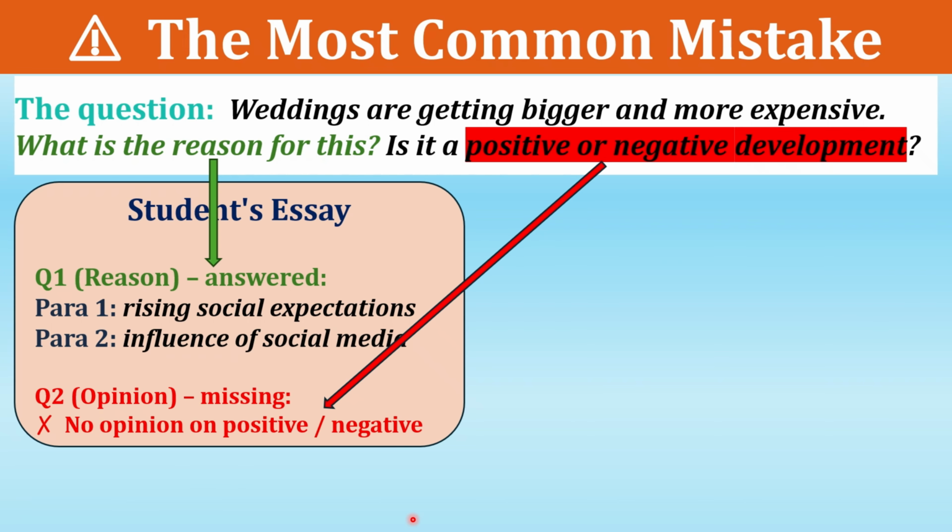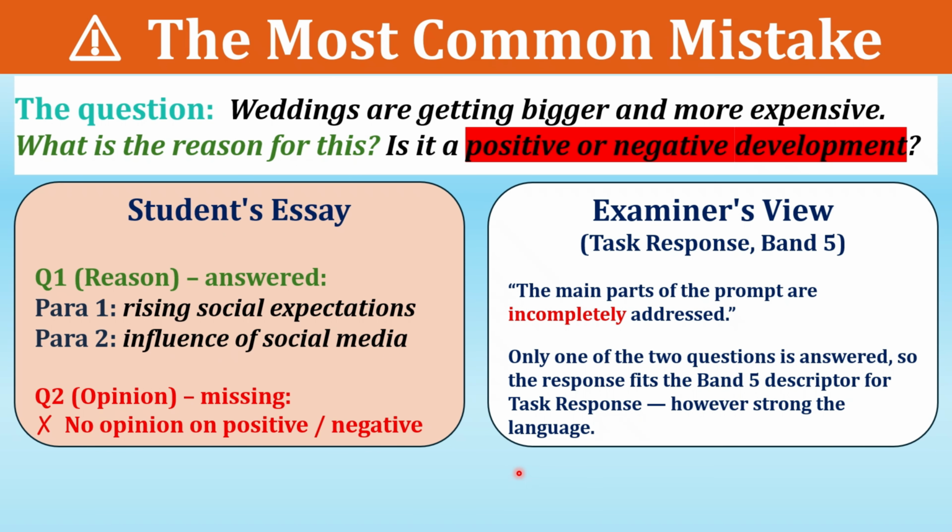Now let's look at how an examiner sees this. One of the key requirements of the task response criterion is that you address all parts of the task. Because only one of the 2 questions has been answered, the main parts of the prompt are incompletely addressed. So the response fits the Band 5 descriptor for task response. That limits the overall writing score, no matter how good the grammar, vocabulary, or organization may be. This isn't a trap, it's a requirement. And now that you know this, you'll be better prepared to avoid that mistake in the exam.